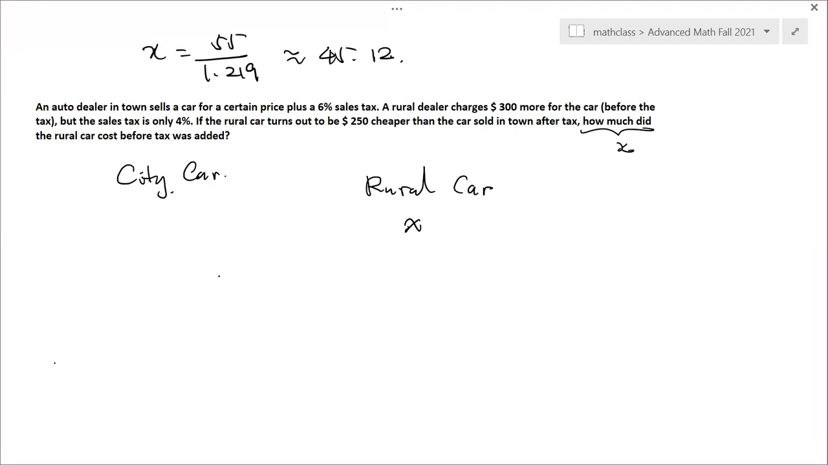Can you try to get the equation? Trying to get the equation in X, then you solve it, right? So I'll give you a first step. Because the car in the countryside charges $300 more, if you go back to the city, the same car, the price will be X minus 300. Okay, that is the starting point. Now I want to calculate the difference of the final price after the tax is added.